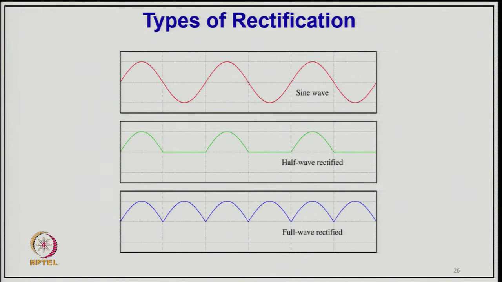So, you can just say the input is a sine wave. If you have a half wave rectifier, you will get only the positive half cycle in the output, but if you have a bridge, as we have seen, you will get the positive, and your negative is also inverted, and you will get a full wave in both half cycles. So, these are the two rectifier arrangements typically used in practice.